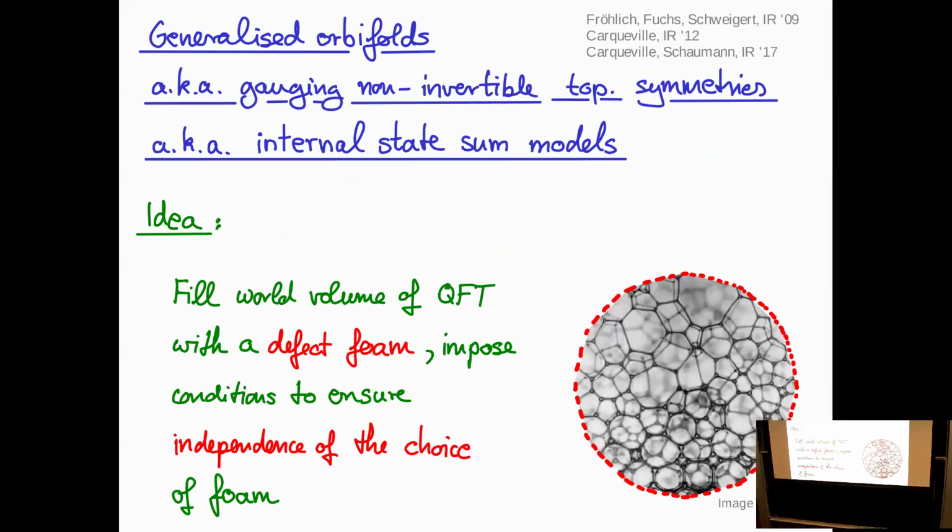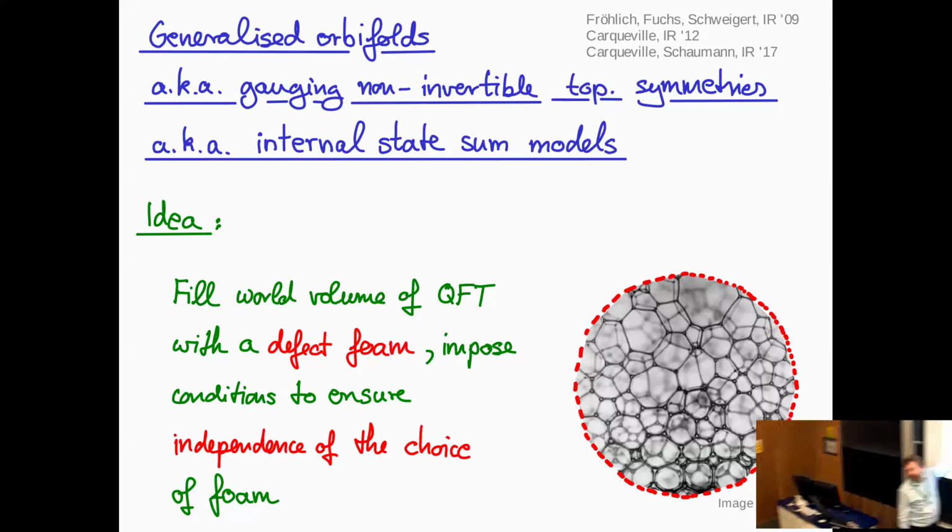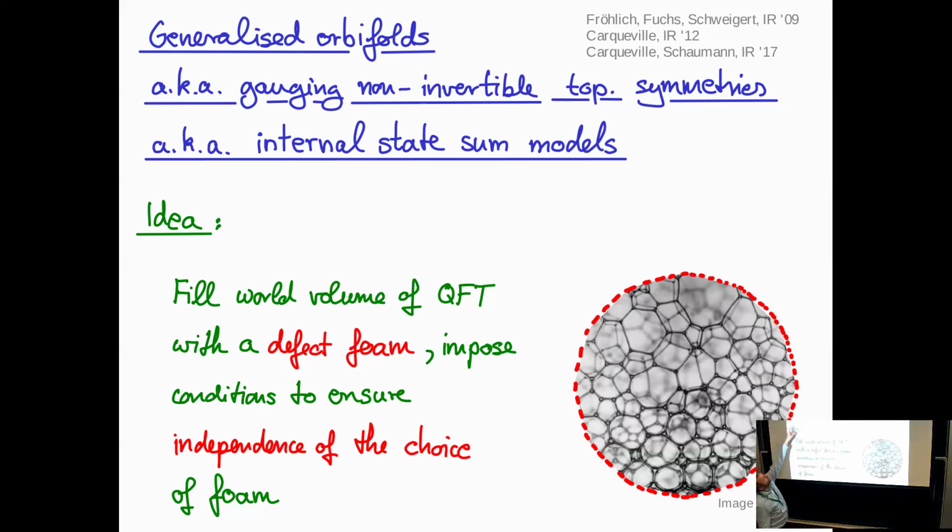Okay. Then we do come to part 2, where I want to do orbifolds. There are 3 names which I use synonymously: generalized orbifold, gauging possibly non-invertible symmetries, and internal state sum models. I think, from the procedure, the last one is the most descriptive, and the second one is the one which is currently most used.